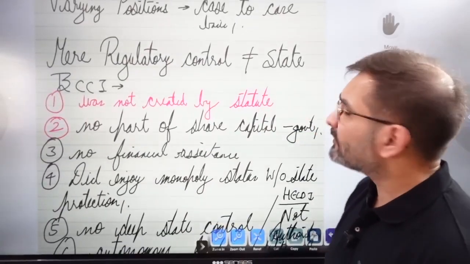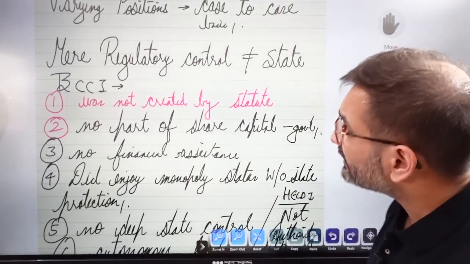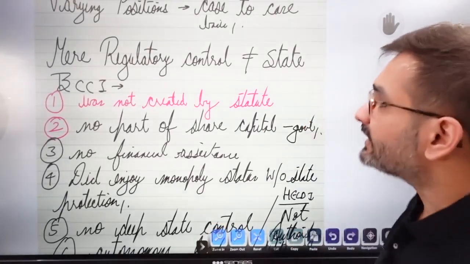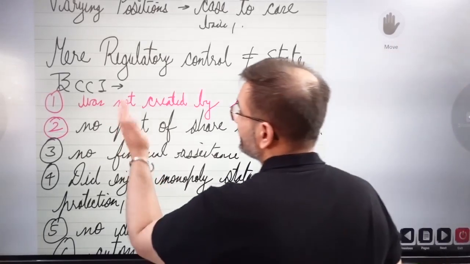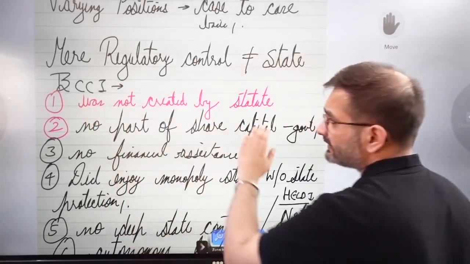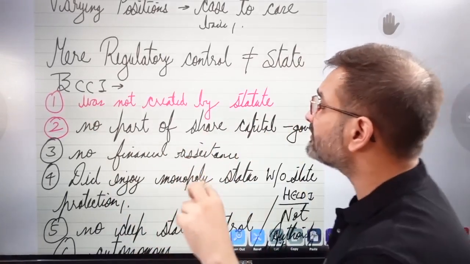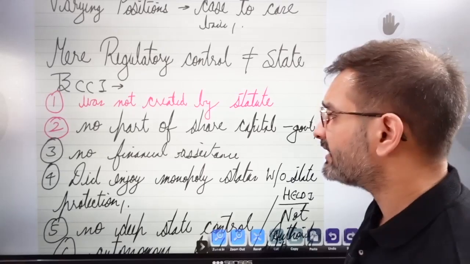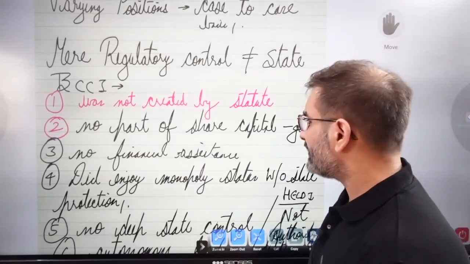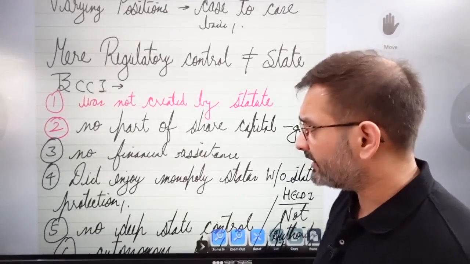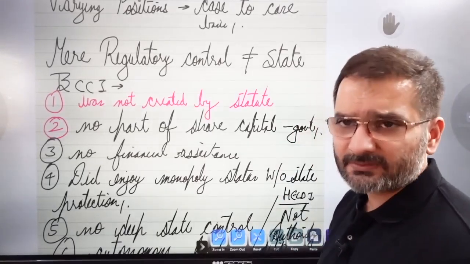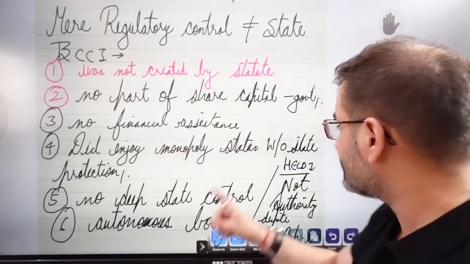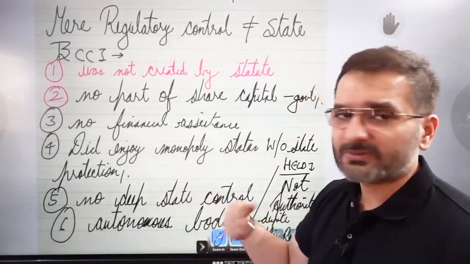Mere regulatory control is not state. This was in the classic case of whether BCCI is a state or not. ठीक है जी? अच्छा तो BCCI की, it was in this case law it was said: BCCI first and foremost was not created by statute, so it was a registered society under the Societies Registration Act. No part of share capital was given by the government. There is no major financial assistance being given by the government, but however it did enjoy monopoly status without almost state protection.